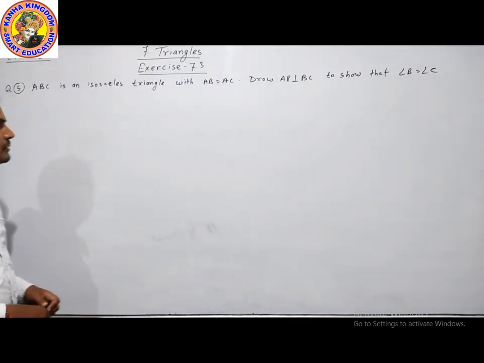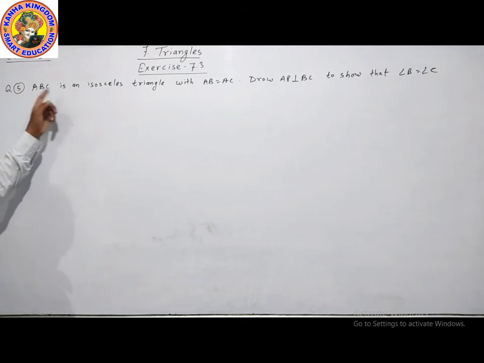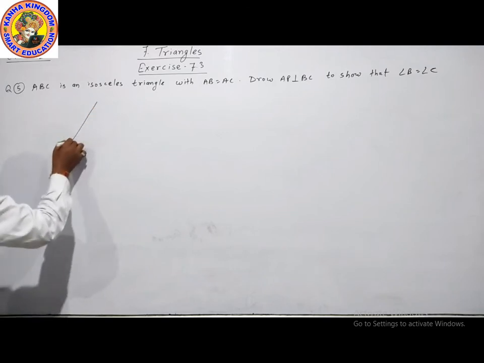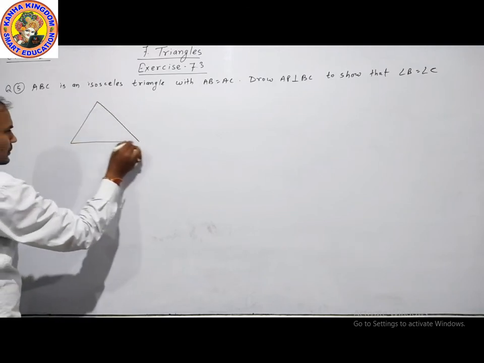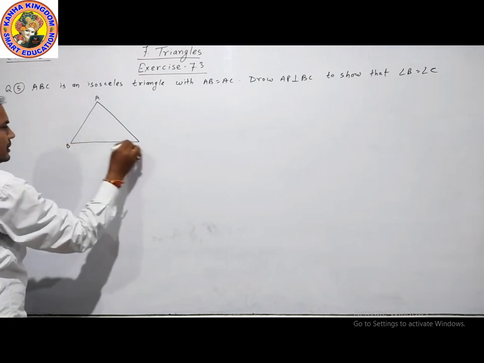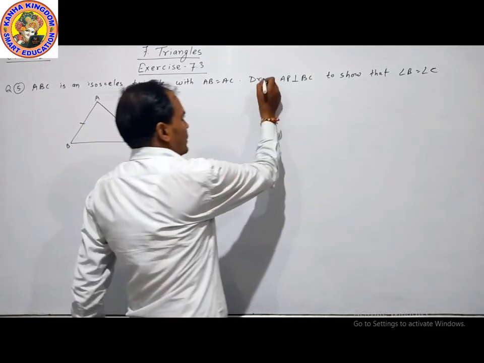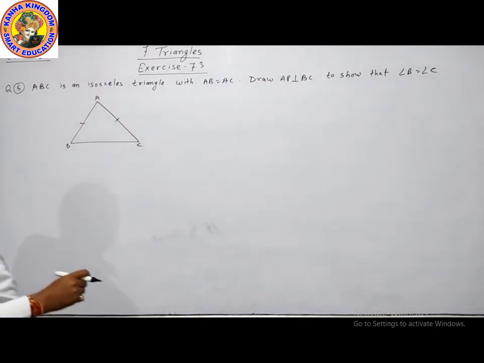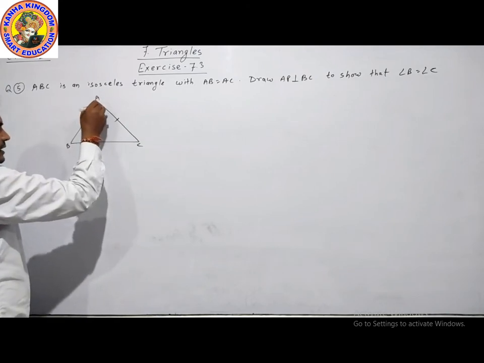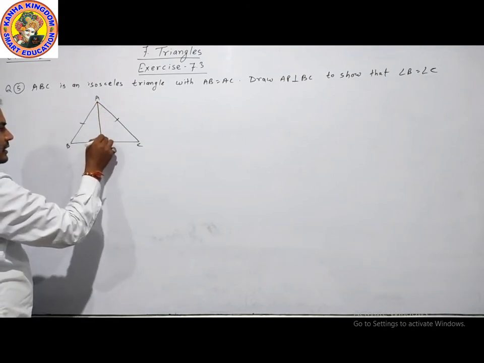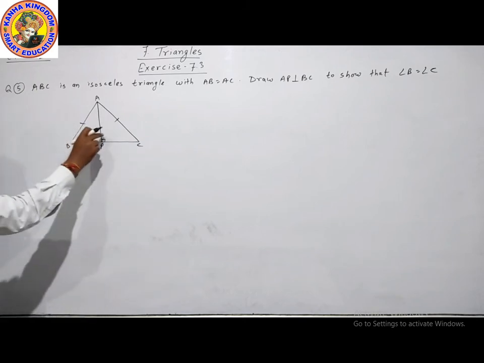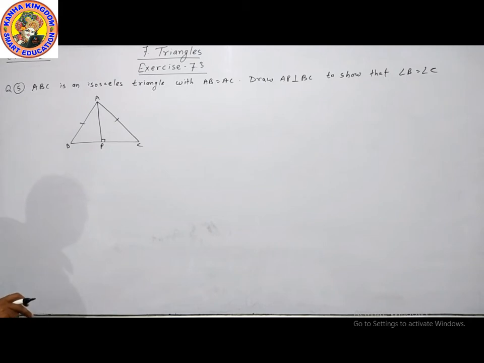Now our last question from this exercise is question number 5. ABC is an isosceles triangle with AB equal to AC. This is our triangle ABC. In this triangle, AB and AC are equal. Draw AP perpendicular on BC. Draw a perpendicular line AP on BC. So this one and this one are both 90-degree angles, so that angle B and angle C are equal.